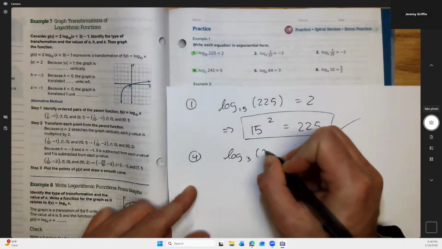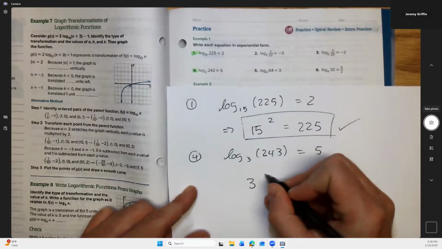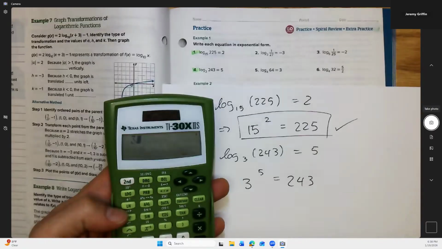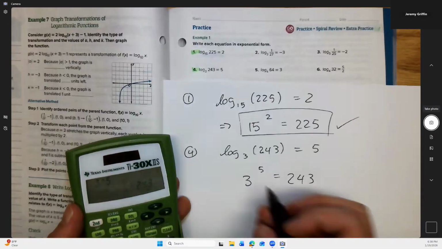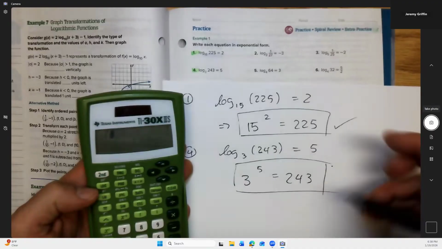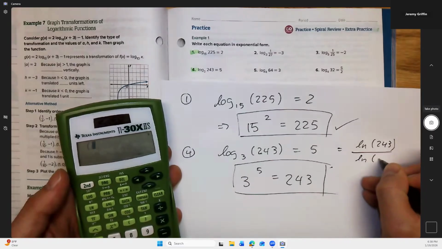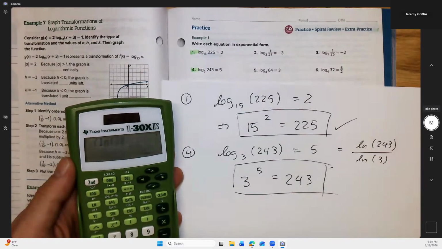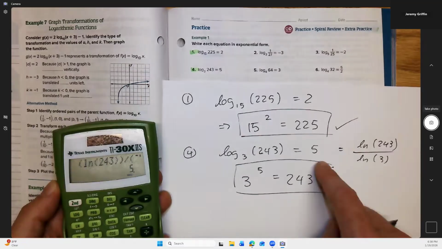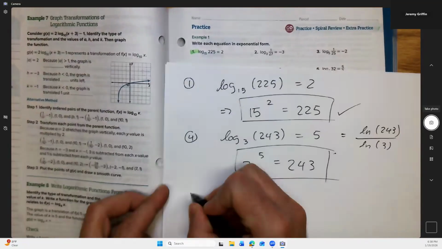Number 4. Log base 3 of 243 is equal to 5. Well, I think I would write it as 3 to the power of 5 equals 243. Is that true? Is 3 to the 5 243? Yeah, that's true. I'll do a little bonus right here. What if I rewrite this as natural log of 243 divided by natural log of 3? So let's do that. Natural log of 243 divided by natural log of 3. Yep, it's also 5. It all checks out.